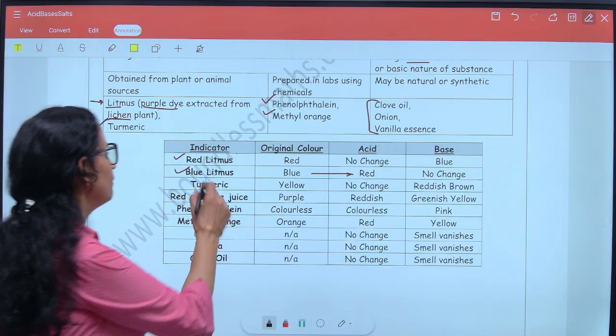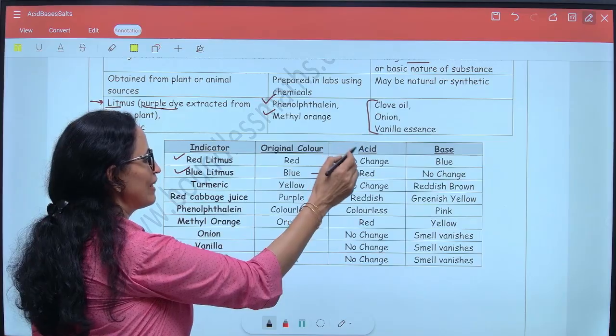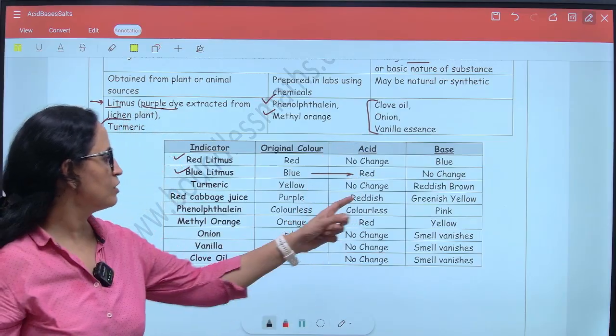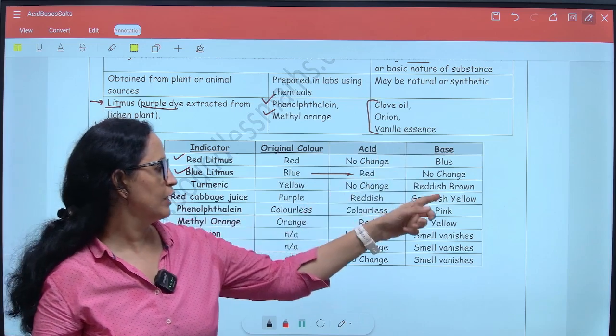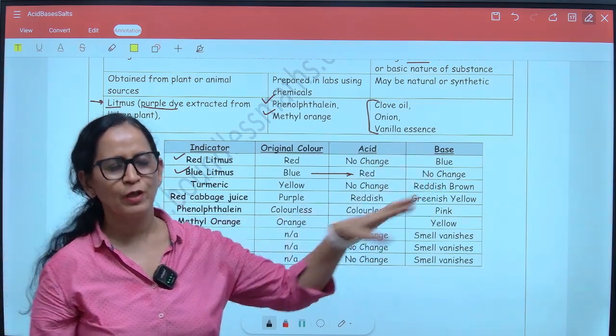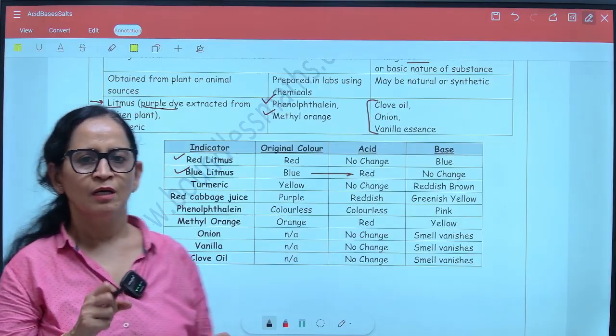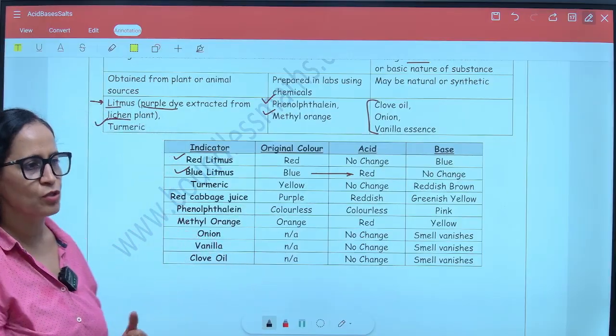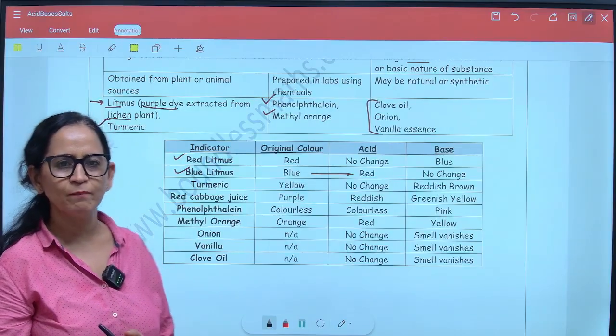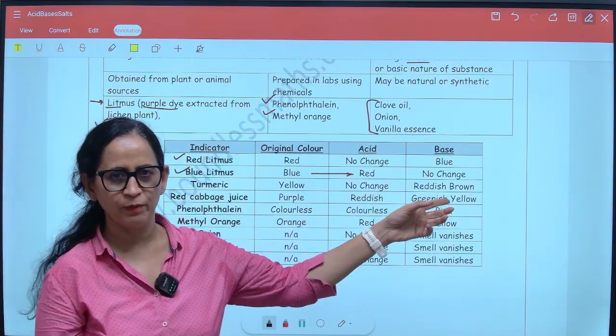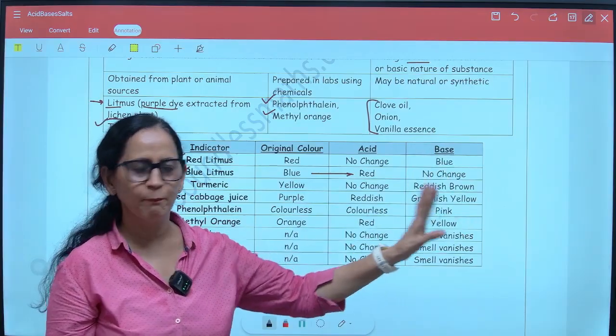Turmeric is originally yellow in color. It does not show any change in color with acids. However, it turns reddish brown on reacting with bases. Now you must have seen certain stains on your clothes, turmeric stains on your clothes, and when you wash them, they turn reddish brown on applying soap. That means the nature of soap is basic.